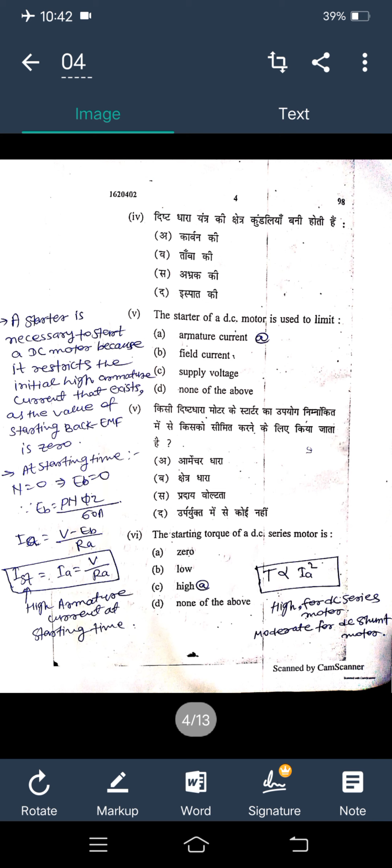For the next, question number 6, the starting torque of a DC series motor is. Here the starting torque of a DC series motor is directly proportional to the armature current. So option number C, very high, is the right answer for question number 6. Also you have to know that for a DC shunt motor the starting torque is moderate, not high, while for a DC series motor the starting torque will be very high.